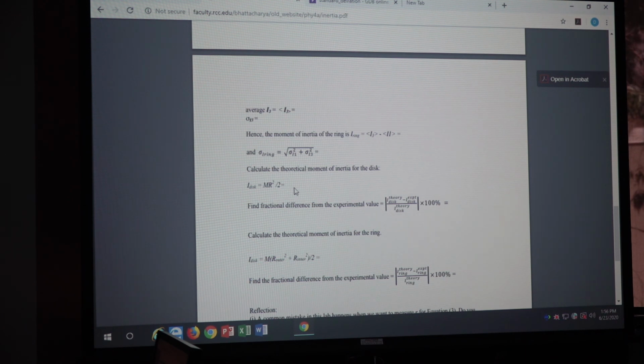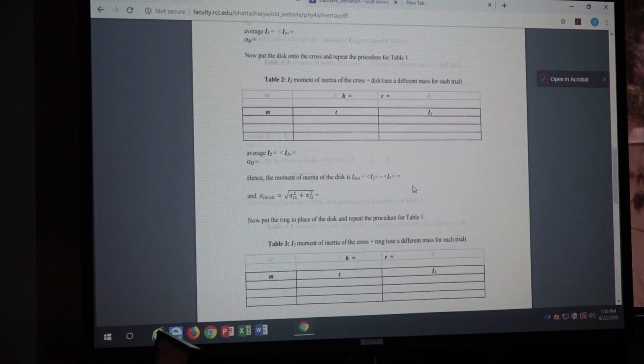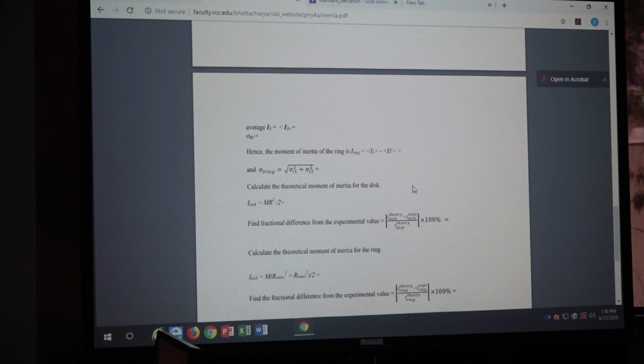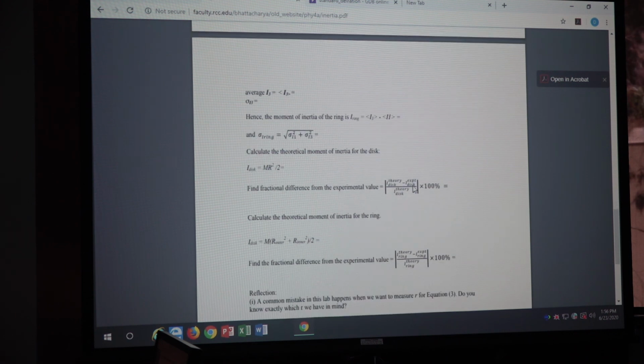What you're going to do is look at this number, and then take the fractional difference between this theory and what you experimentally got, which is up here, I experiment, right here. And that's the fractional difference between them.